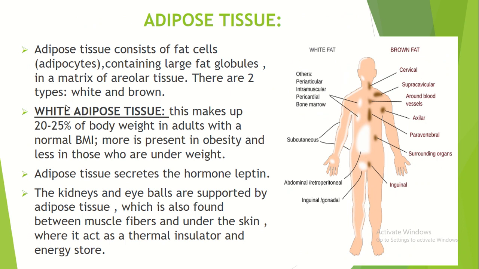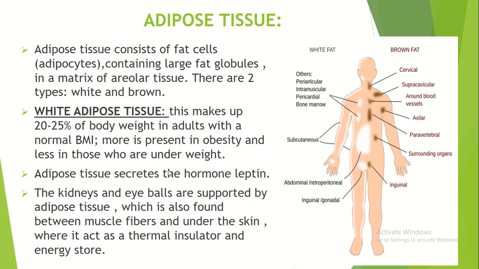The adipose tissue has two types, the white adipose tissue and the brown adipose tissue. Adipose tissue consists of fat cells, that is the adipocytes, containing large fat globules in a matrix of areolar tissue. The first one is the white adipose tissue, which makes up 20 to 25% of the body weight in adults with a normal BMI. More is present in obesity and less in those who are underweight. So in underweight people the adipose tissue is less in number, in obesity it is more in number, and for normal persons it is 20 to 25%.